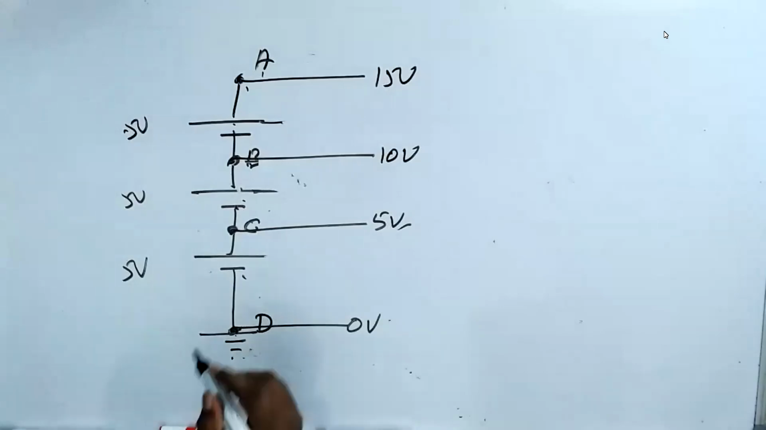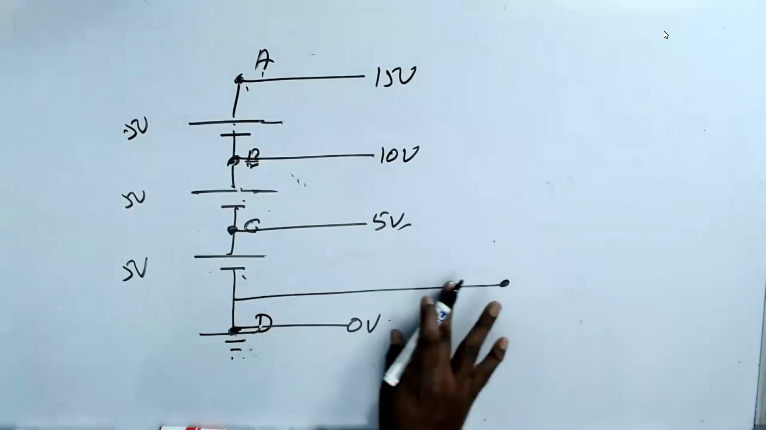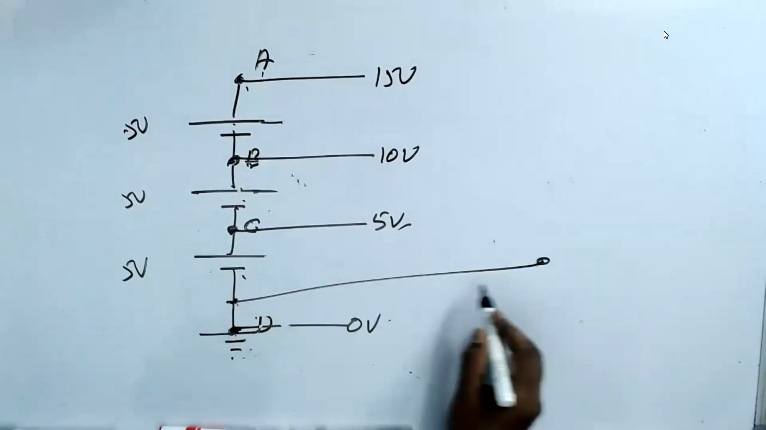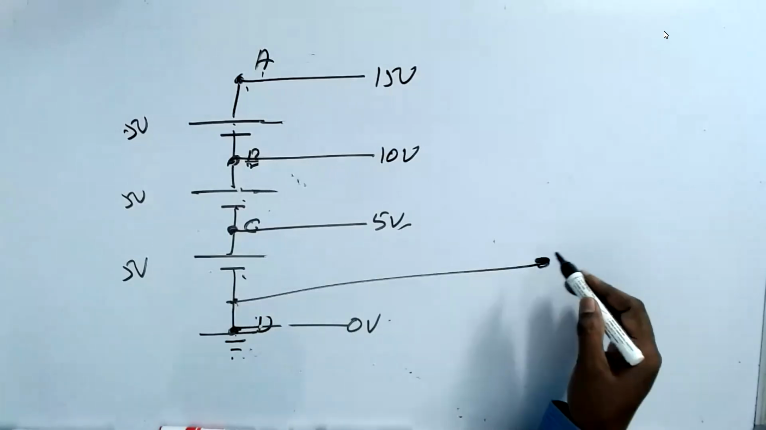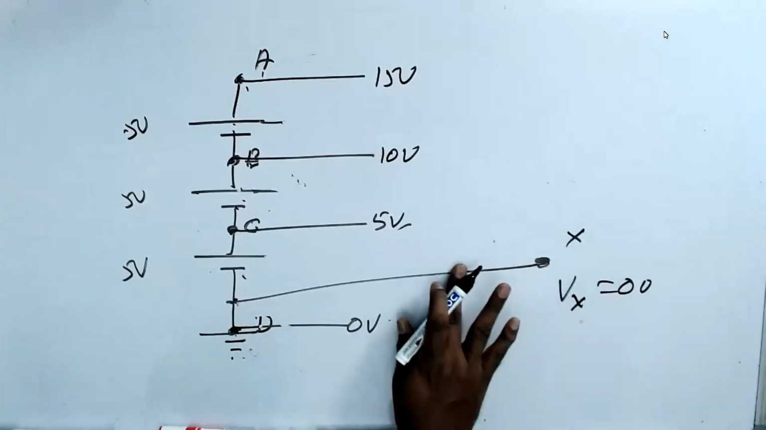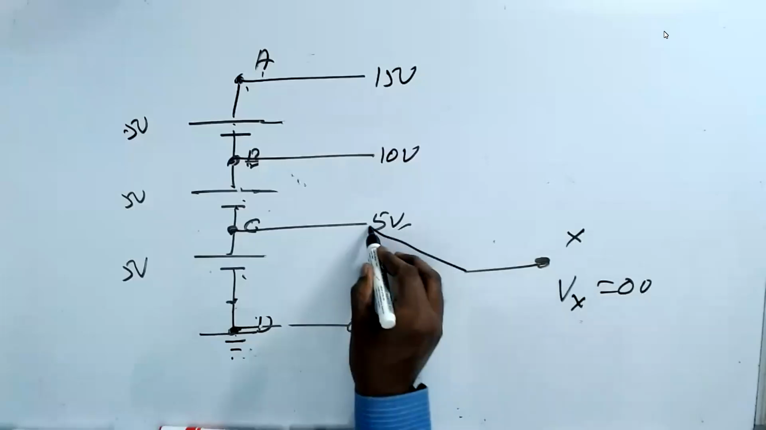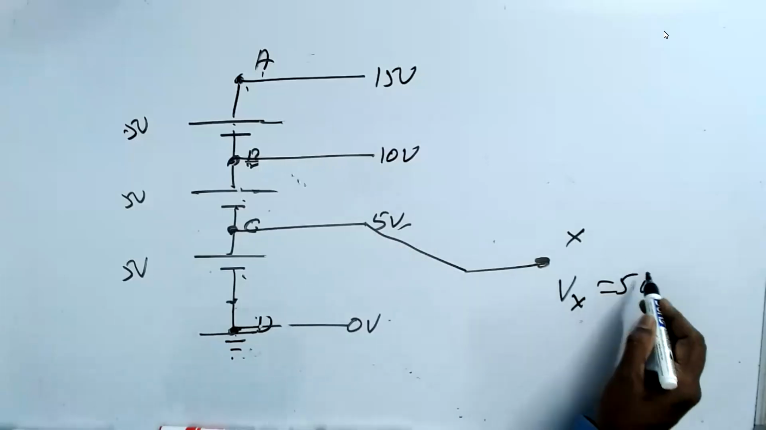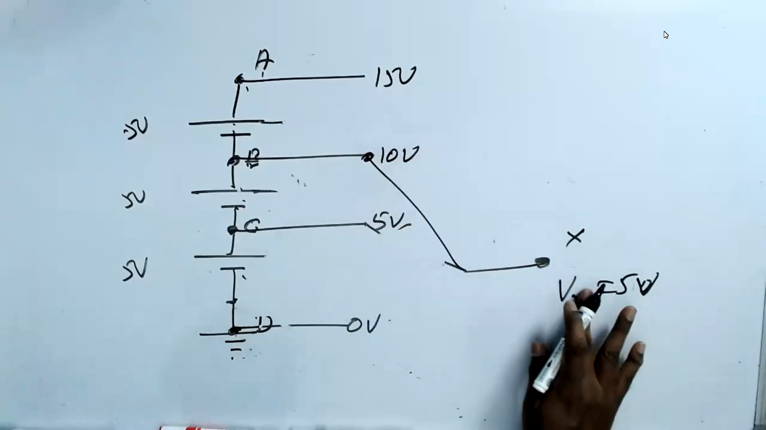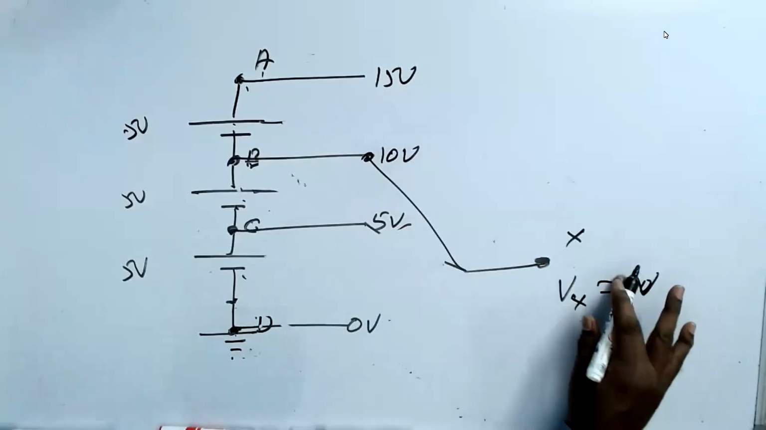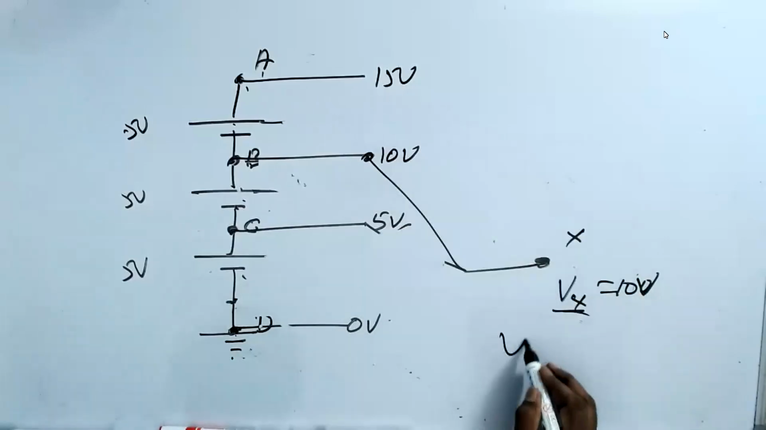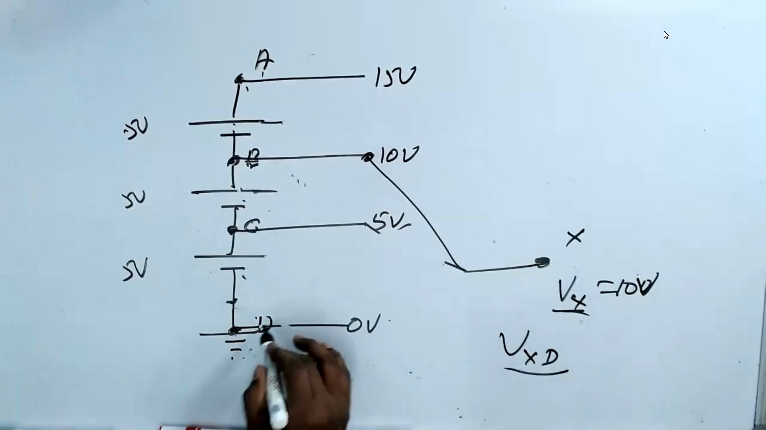If I connect a wire to this point, let's say this is called X, and I ask you what is Vx, 0 volt. If I connect the wire to this point, then Vx is 5 volt. If I connect the wire to this point, Vx is now 10 volt. Understand? If I say Vx, it means VXD, because D is a common point.